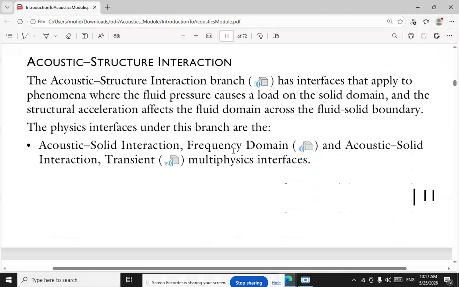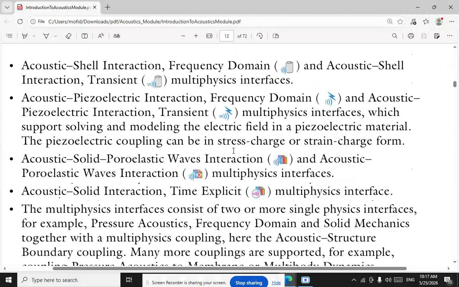Now I want to go to the acoustic structure interaction. The acoustic structure interaction branch has interfaces that apply to phenomena where the fluid pressure causes a load on the solid domain and the structural acceleration affects the fluid domain across the fluid-solid boundary. The physics interfaces under this branch are the acoustic solid interaction frequency domain and acoustic solid interaction transient multiphysics interfaces.